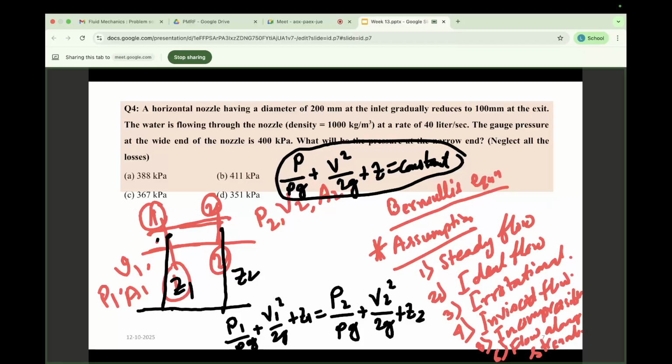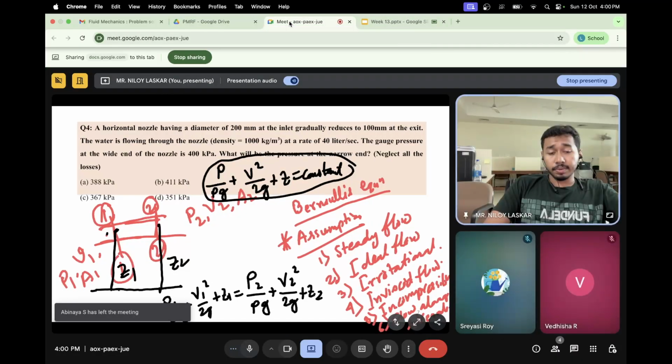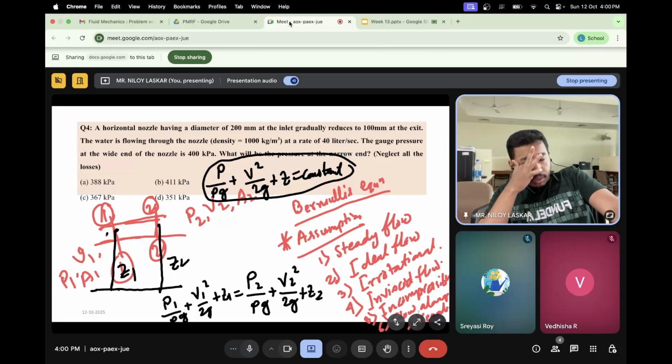I think you understand this concept. Definitely a 5 to 6 marks question will come on this concept. So please understand this concept quite precisely. If you have any doubt, please raise your concern. Okay.